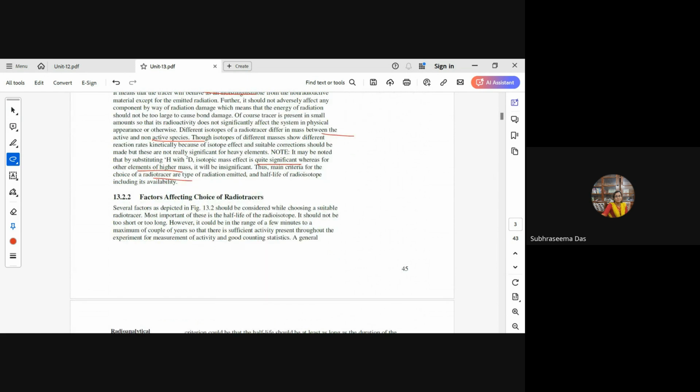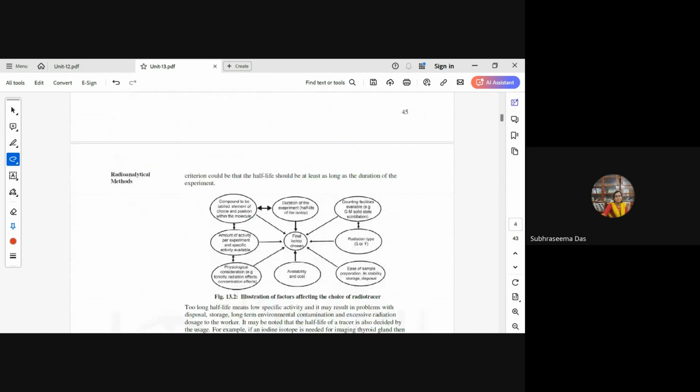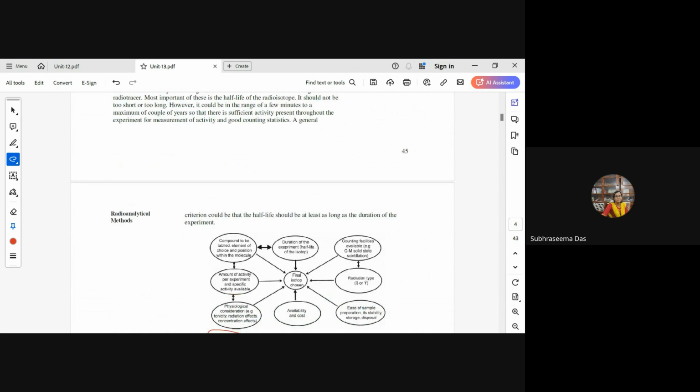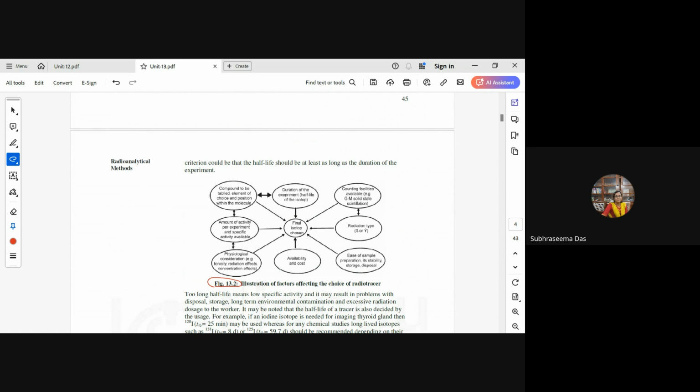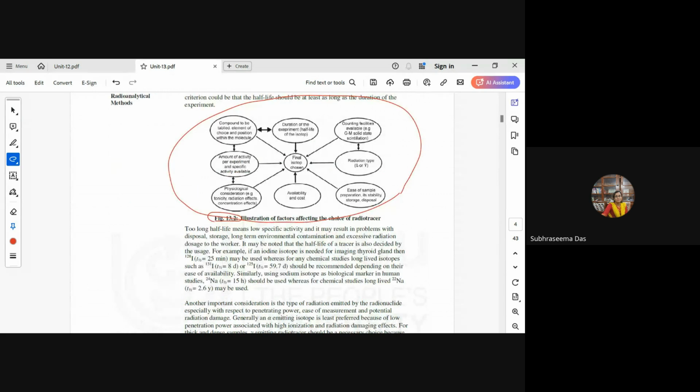There are various factors that influence the choice of radio tracers, and they have been collated in figure 13.2. As we can see, there are various factors that need to be considered while choosing a particular radioisotope. One is the optimal half-life of the radio tracer, the physiological aspects, the availability and cost, the amount of activity per experiment, and the type of radiation it emits. All these factors have been collated in figure 13.2.